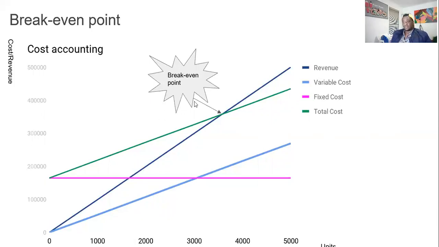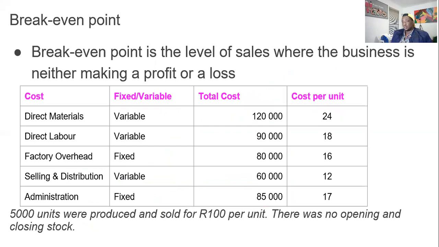I've highlighted it. Break-even point is where, this is the total cost line. So the green line is the total cost, and then the revenue one is navy. So you can see what they made. The total cost is equal to total revenue. This is the break-even point. That is the break-even point. So you know, for instance, here we said you produce 5,000 units. You sold each for 100 rand per unit.